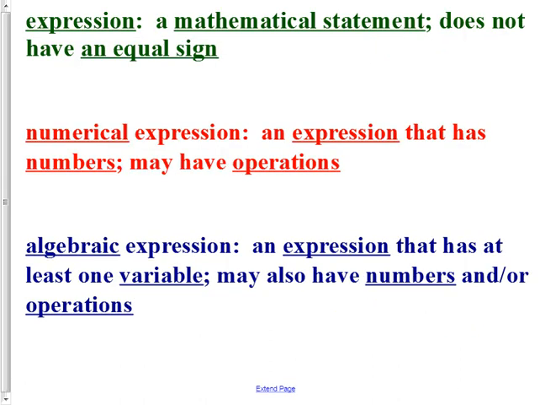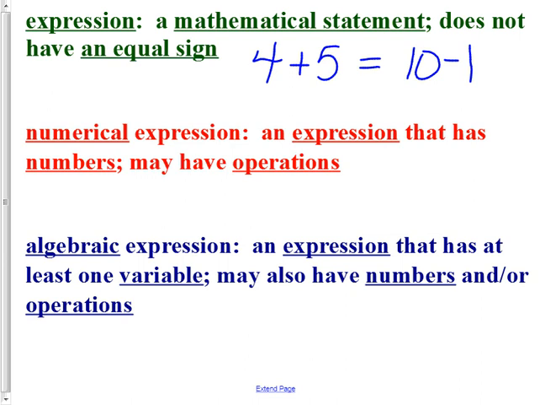Some other vocabulary you need to know is the word expression. An expression is a mathematical statement. It does not have an equal sign. So, for example, this is an expression, 4 plus 5. Another expression is 10 minus 1. Those are both expressions. Now, these two happen to be equal.